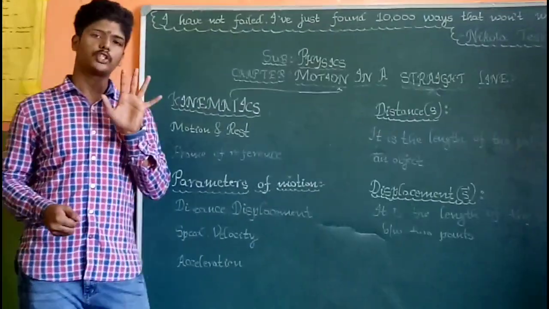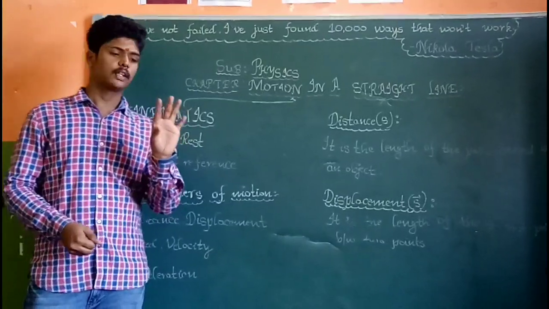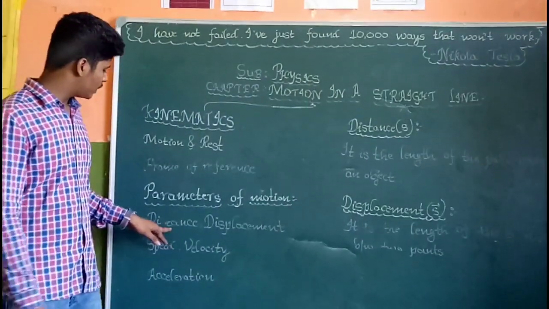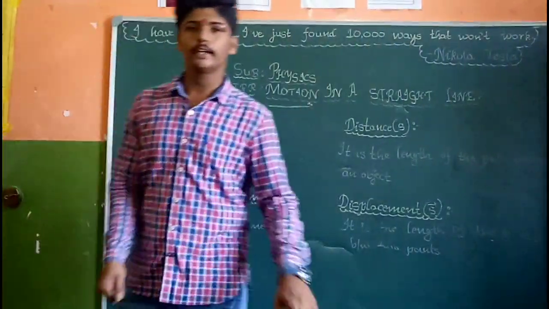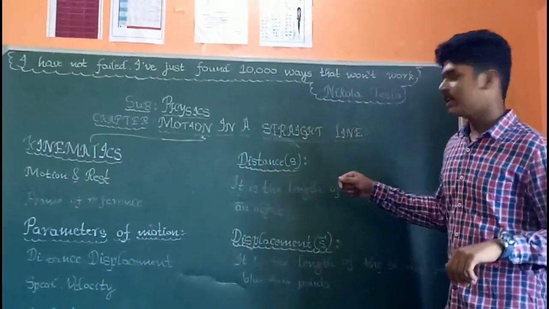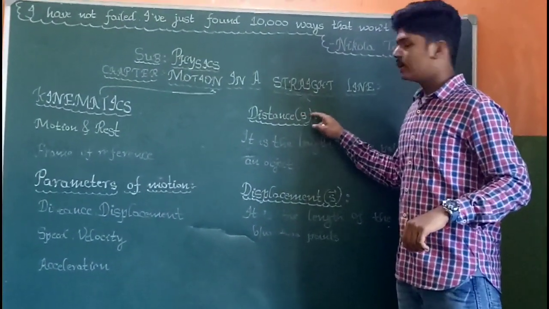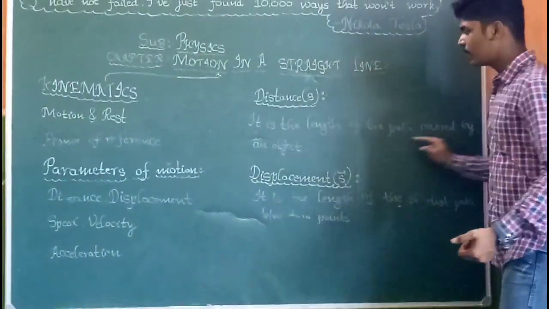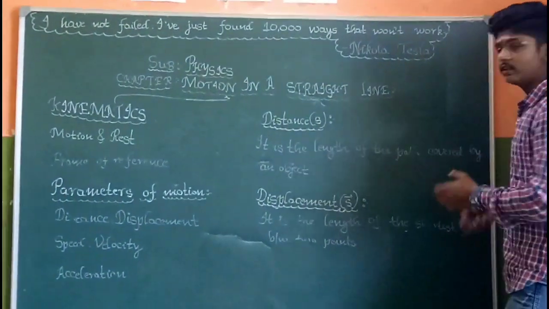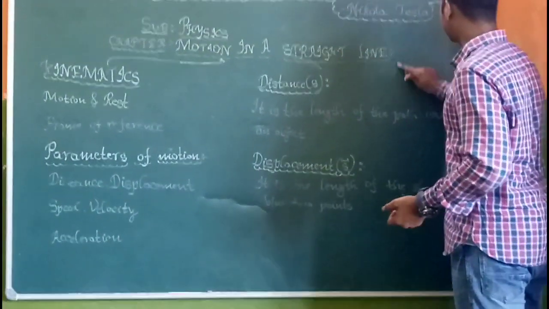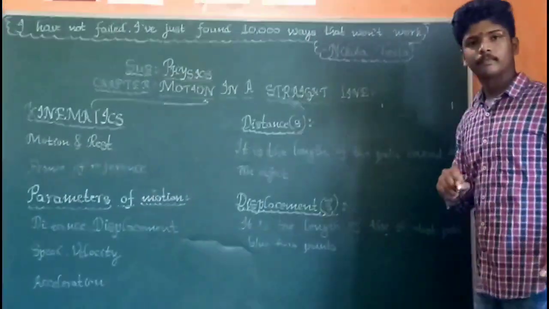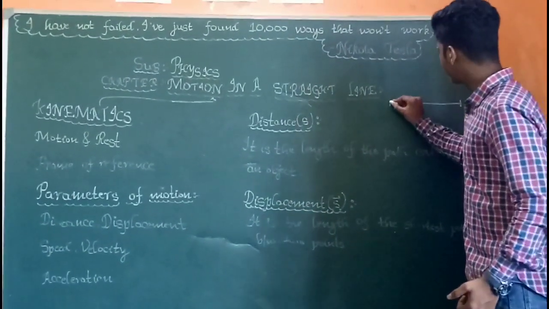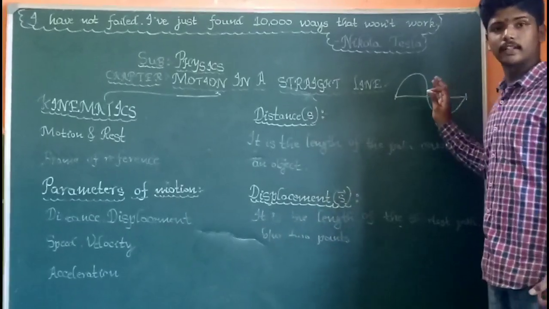The next thing we have to learn is the parameters of motion. The five parameters of motion are distance, displacement, speed, velocity and acceleration. Let us study distance and displacement first. Distance is denoted by the letter small s. Distance is the length of the path covered by an object. Suppose you consider two points, an initial point and a final point. The distance may be this one, or this one, etc.